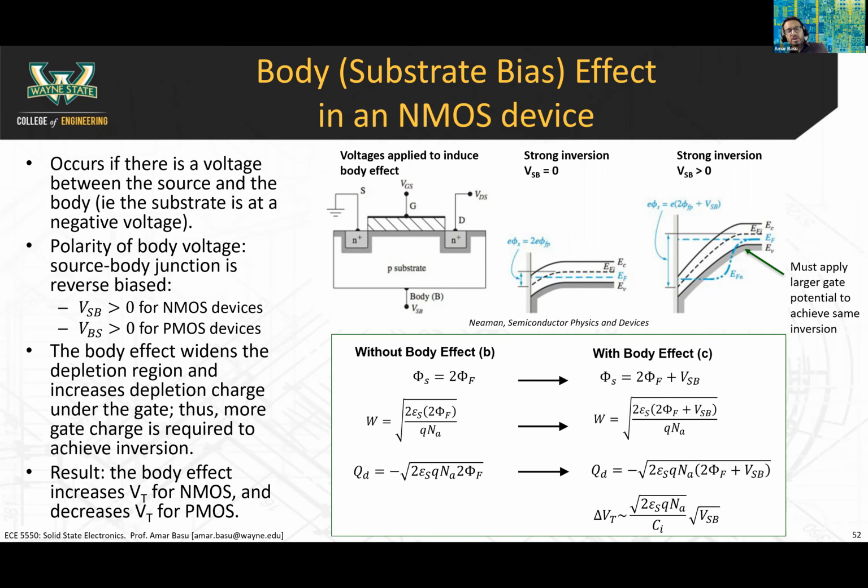Okay, so that was the one question you had in your homework about calculating the threshold voltage with the body effect. To do it, you just have to modify your depletion charge calculation to this formula here, and then you'll be able to calculate your new threshold voltage.